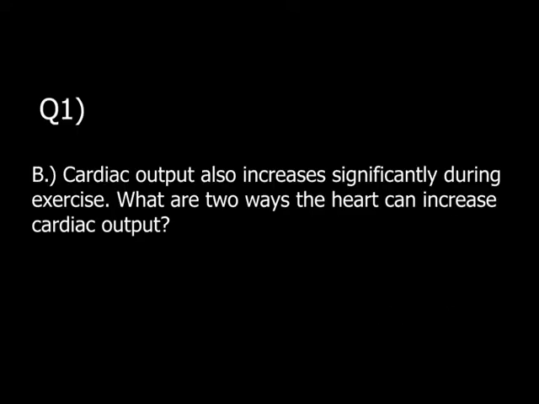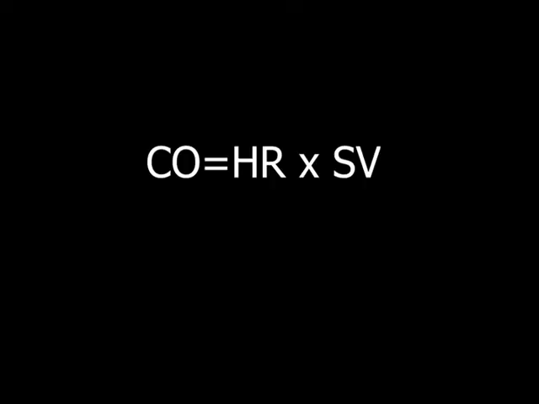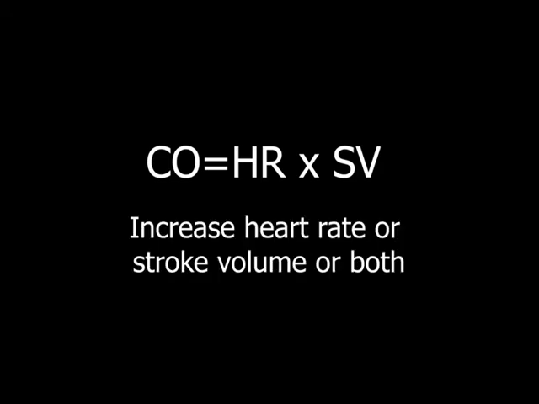Question 1, Part B asks, cardiac output also increases significantly during exercise. What are two ways the heart can increase cardiac output? Well, cardiac output is given in the equation heart rate times stroke volume. So by increasing either of those two variables, you're going to increase cardiac output.